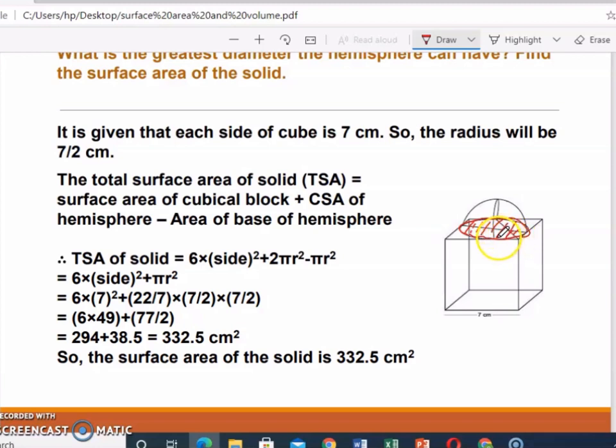Then you can substitute all the values. Side is 7, radius is 3.5, and pi value you can take as 22 by 7. So after substituting all these values, you will get the answer as 332.5 centimeter square. So this is the total surface area of the resulting solid.